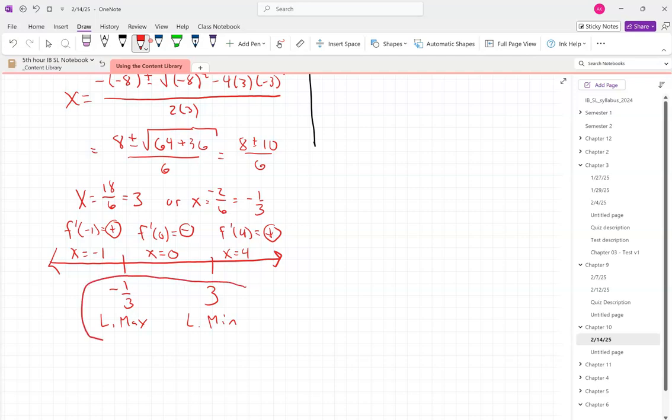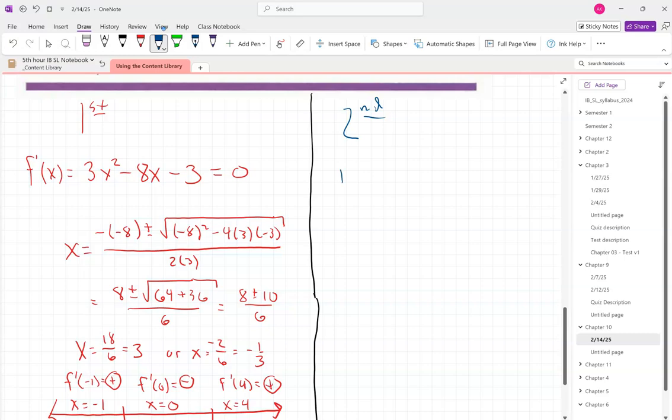And that'll answer the question for us, because it doesn't ask us for the coordinate pair, it just asks us for the x-coordinate and to identify whether they're local mins or local maxes. So far, so good.